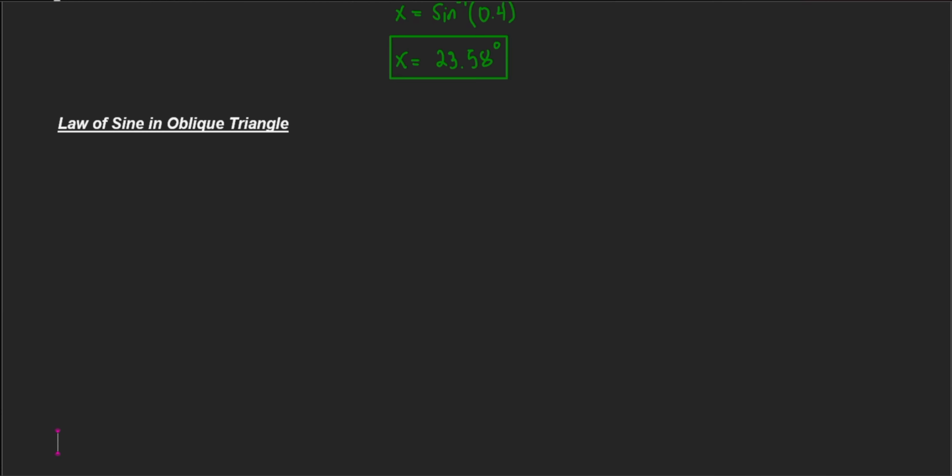Okay, so let's say we have the congruence axiom includes the side angle side or we have SAS. We also have angle side angle which is yung tinatawag natin na ASA. We also have side side side which is yung triple S. So which are very useful in understanding the law of sine and cosine in an oblique triangle.